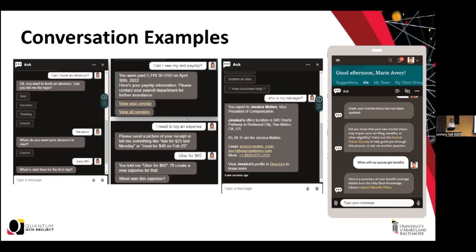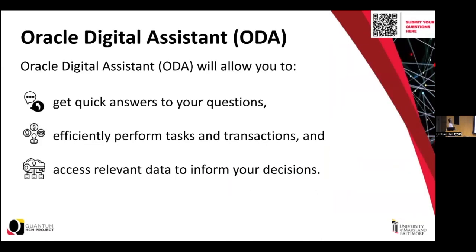So that's the benefit. So just to summarize, why would you use the digital assistant? To get quick answers to your questions. Again, like I said, you don't have to wade through screens to get the piece of information. Just ask a question, it will give you the answers. Then efficiently perform tasks and transactions. It's not just about asking questions or getting a piece of information. You can still use a digital assistant to help you complete a task. And of course, the main benefit, why would you access any application? To access relevant data to inform your decision.